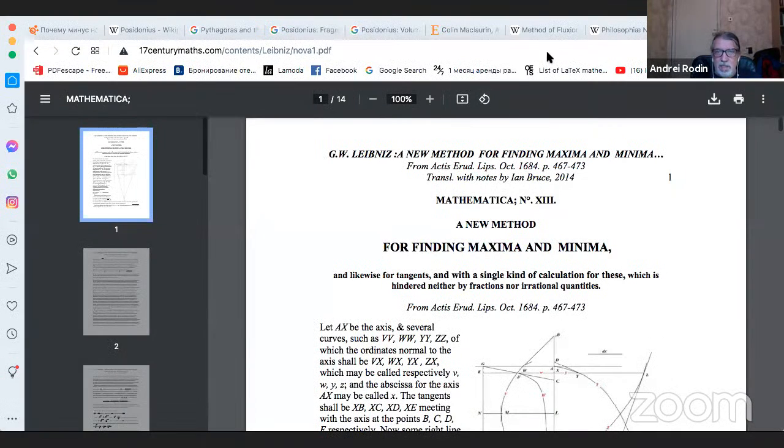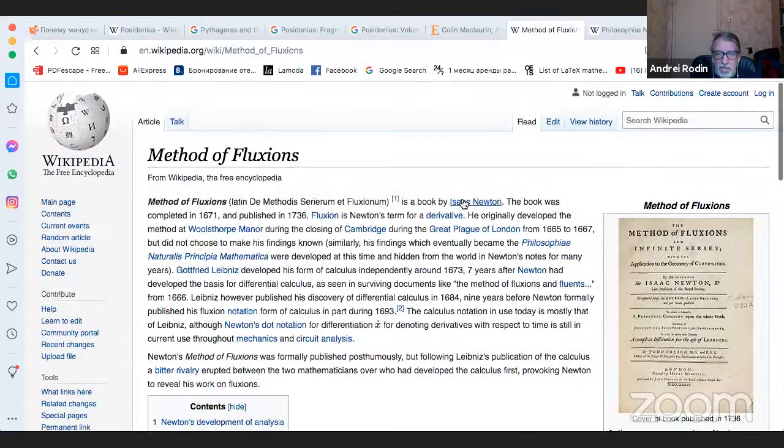Sorry, I try to share my screen, and yeah, so that's my first reference today. It's his treatise on the method of fluxions. I think I mentioned it already also last week, but let me say a little bit more about this.